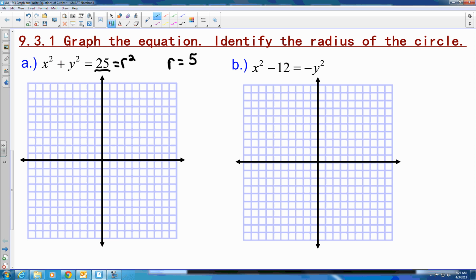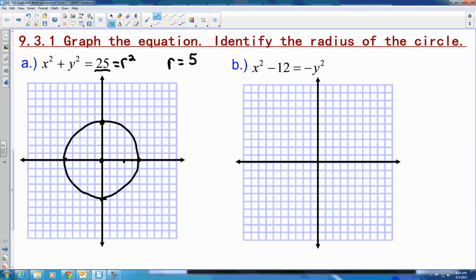I can go from my center, knowing this is from the origin 0, 0, and go 5 units on all sides of my x and y axis. So I can go 1, 2, 3, 4, 5, plot it here. 1, 2, 3, 4, 5, plot it here. And again on the other two sides. So when I make the circle, it hits all of those points on my graph.